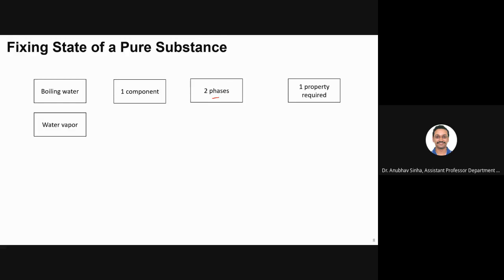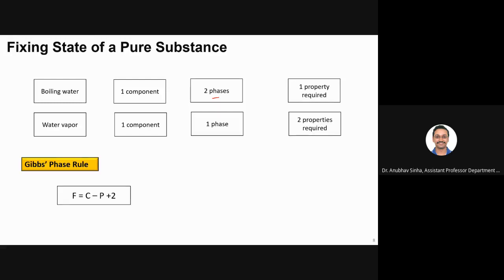Now, let us say we are talking about water vapor, or normal liquid water also. So how many components are there in water vapor? Only one, and only one phase is there. I'm just talking about water vapor. So how many properties are required? Two properties are required actually. So let us say water vapor or water at atmospheric conditions. You need two properties for completely defining or fixing the state of that water.